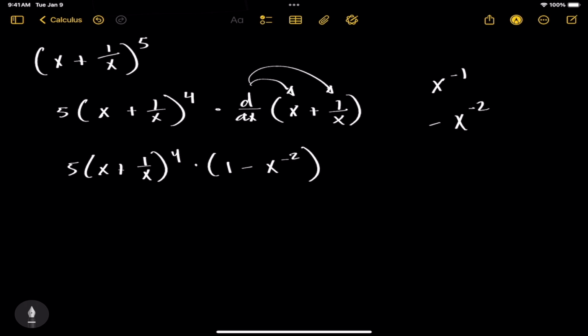In other words, this could be your final answer. But if you don't want negative exponents, you could rewrite it as 5 times (x plus 1 over x) to the 4th power times (1 minus 1 over x squared). And you can leave it like this as well.